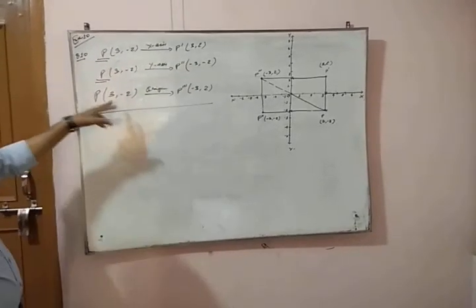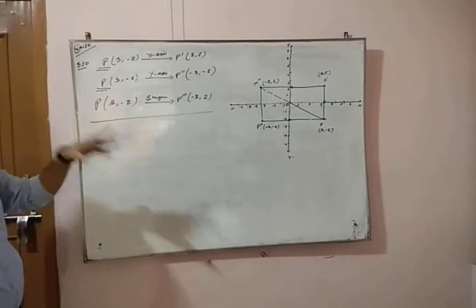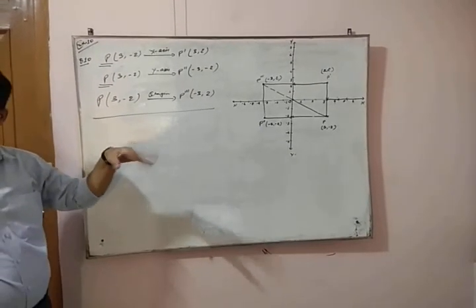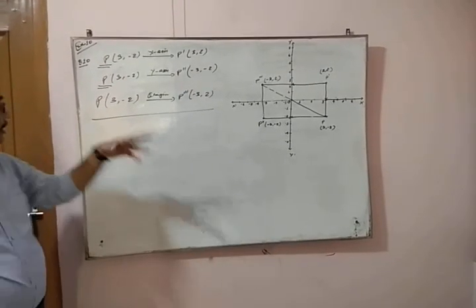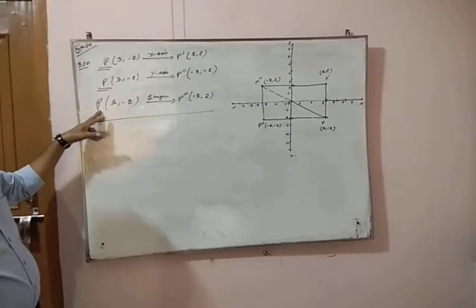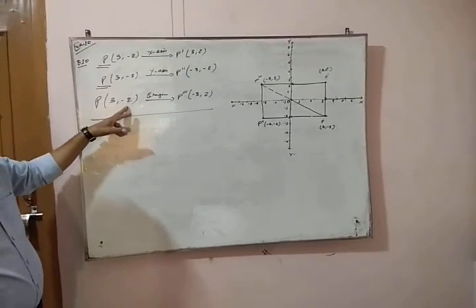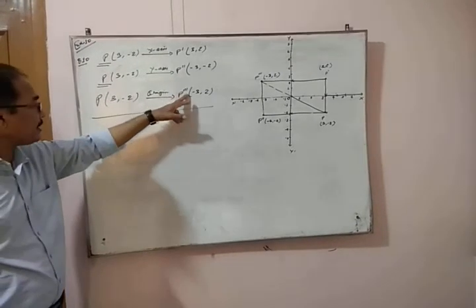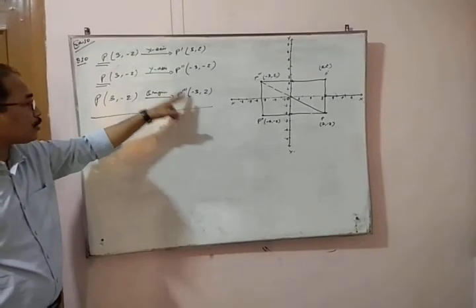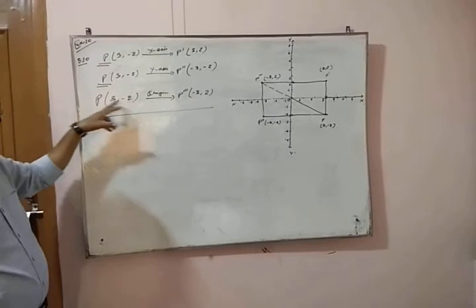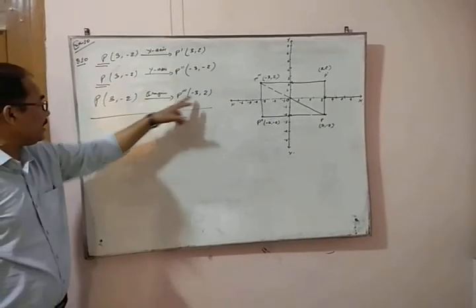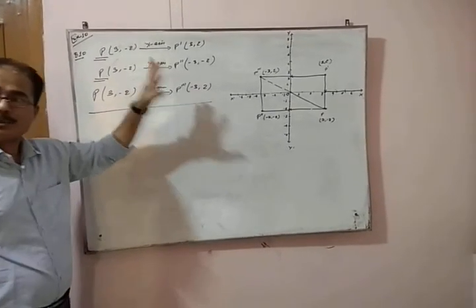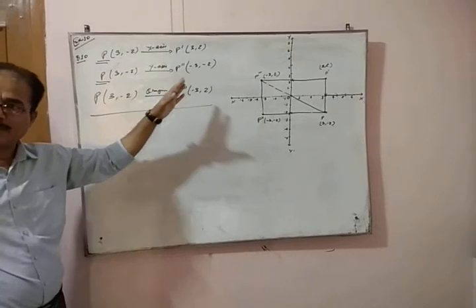And in the case of the origin, the sign of both coordinates will reverse, like the coordinates of point P are 3, minus 2, and suppose the image becomes P triple dash, then the coordinates of its image go from plus 3 to minus 3, from minus 2 to plus 2. So directly you can write it down like this.